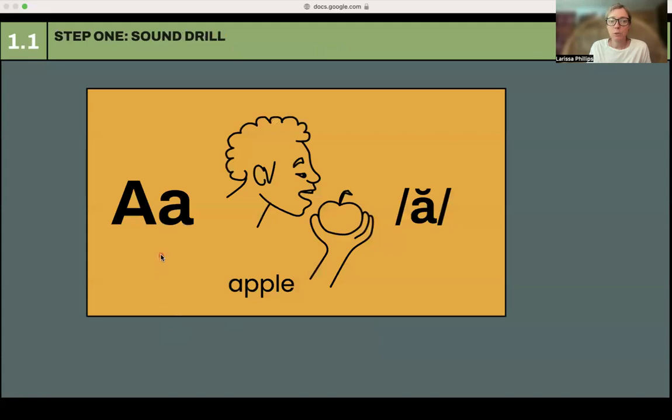So we're gonna do the sound drill. You'll repeat after me. We're gonna go A, apple, ah. Can you do that? A, apple, ah. The letter is A. The sound is ah.